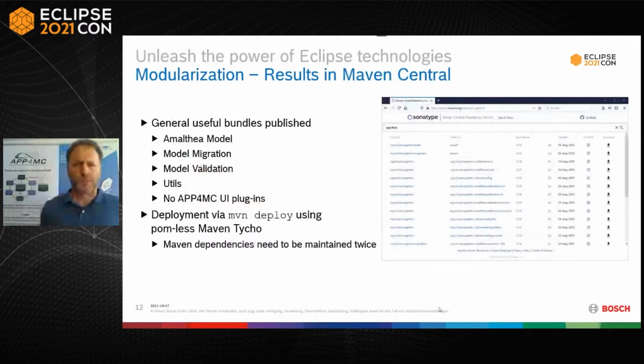The second thing, Maven Central. We only publish elements that are generally useful from our point of view. So currently no UI plugins, but model handling, migration, validation, and some utilities. And because we use a pomless Maven Tycho system, it was easy to deploy it via Maven deploy. And to be good Maven Central citizens, we also provide the dependencies in the POM file. That is double work, but it has some advantages if someone consumes it on Maven Central, so dependencies are clear on that level.